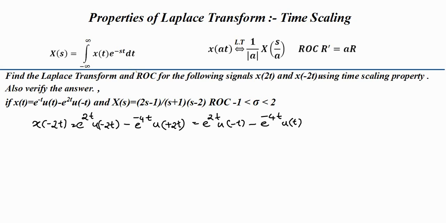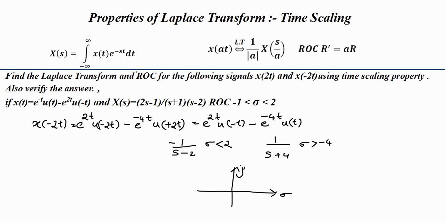Now we can write the Laplace transform directly here. This is an anti-causal signal, so in the result there will be a negative: -1/(s-2) with sigma less than 2, and here it is 1/(s+4) with sigma greater than -4. So you got two terms, and we can verify whether there is a common ROC. On the sigma axis, this is -4 and this is 2, greater than -4 and less than 2, so there is a common area.